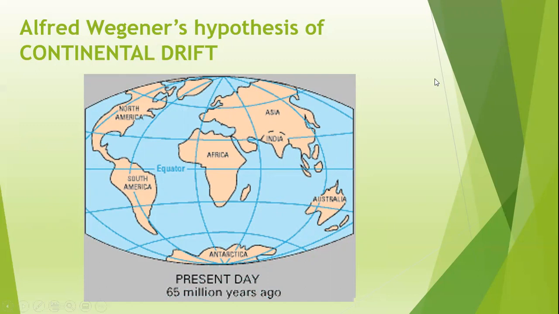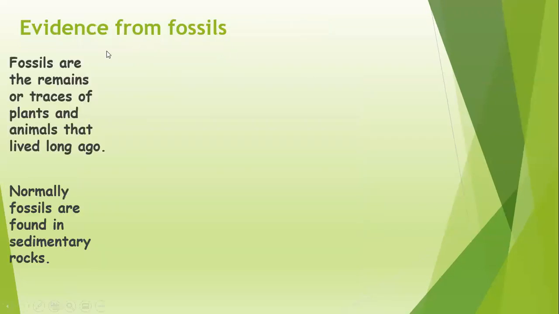Now, after developing his hypothesis, what was the second step he had to do as a scientist? He had to go and collect evidence to prove his work to the world. So what did he do? First of all, he started collecting evidences from fossils.